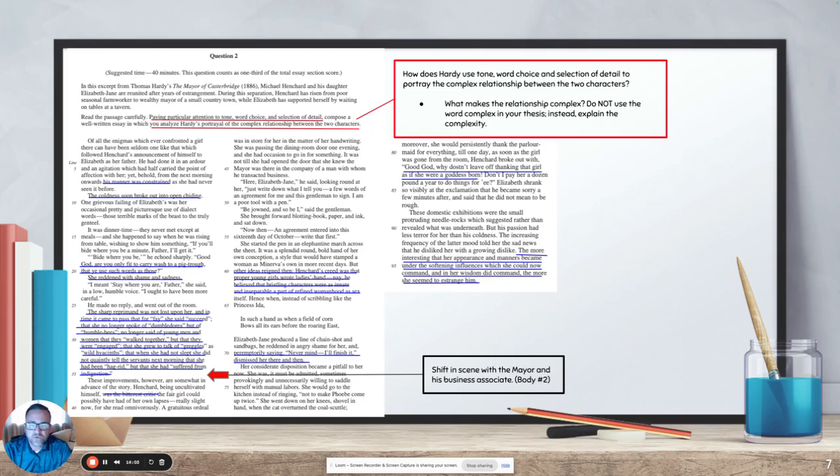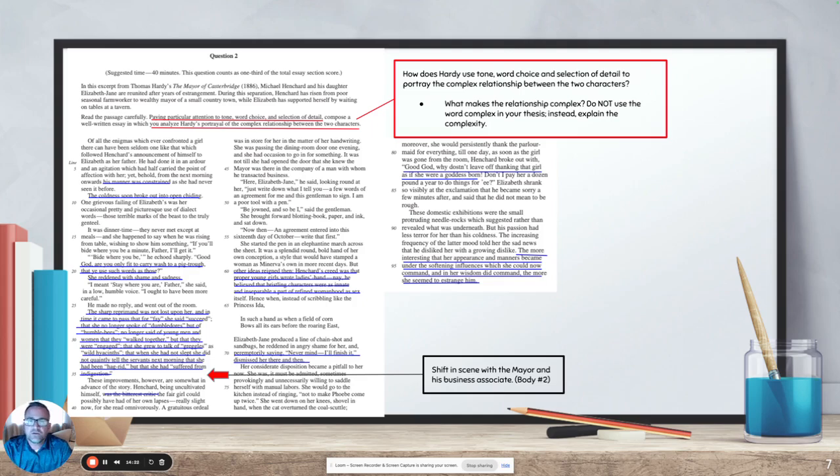Hence, when instead of scribbling like the Princess Ida, in such a hand as when a field of corn bows all its ears before the roaring east, Elizabeth Jane produced a line of chain shot and sandbags, he reddened in angry shame for her, and peremptorily saying, "Never mind, I'll finish it," dismissed her there and then.